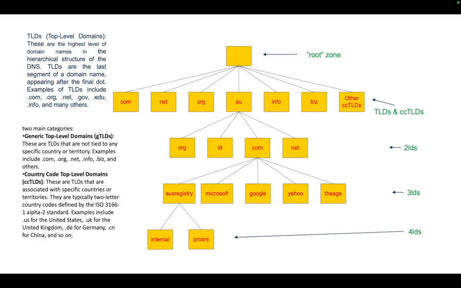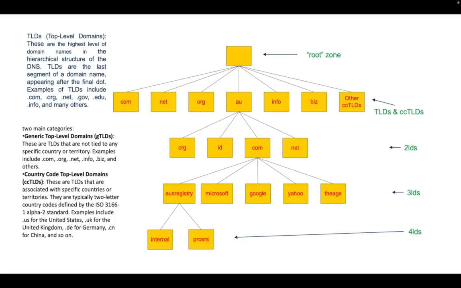Beneath .au, if the site is organizational, then it could be .org. If the site is commercial, then it could be .com. And under .com, there are names like Microsoft, Google, Yahoo. These are the third level domains, which are user defined. It has to be registered with the domain registrar, and this should be unique.